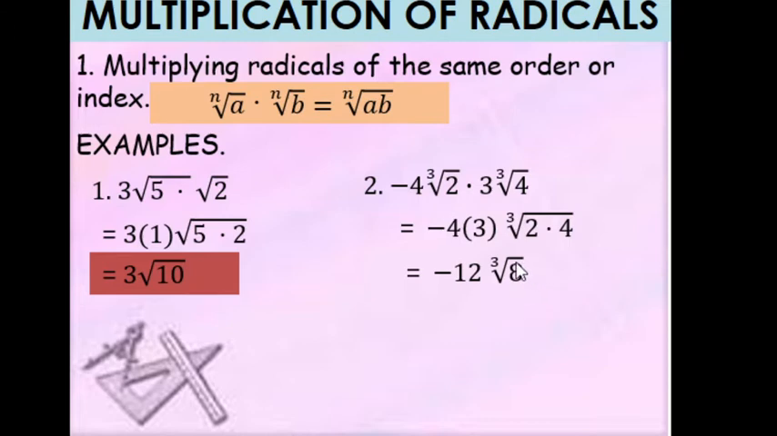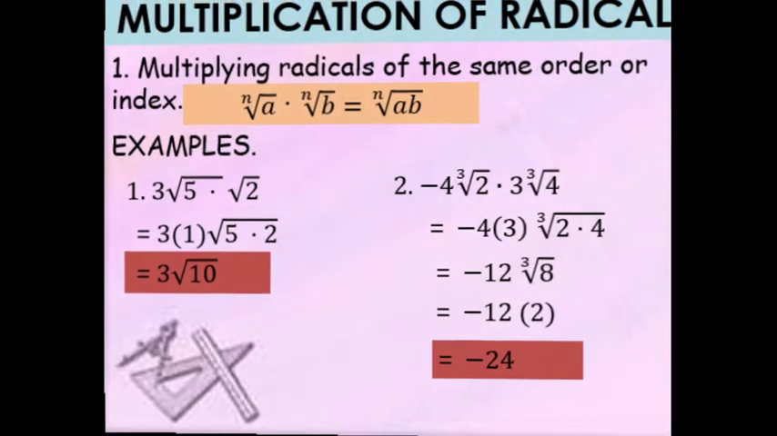So, itong 8, siya ay perfect cube. So, kukunin natin ang cube root ng 8, which is 2. So, paano naging 2 yung cube root ng 8? Pag i-multiply natin ang 3 beses yung 2 sa kanyang sarili, magiging 8 yung answer. So, 2 times 2 times 2 is 8. And now, we're going to multiply negative 12 and 2. So, therefore, the final answer is negative 24.